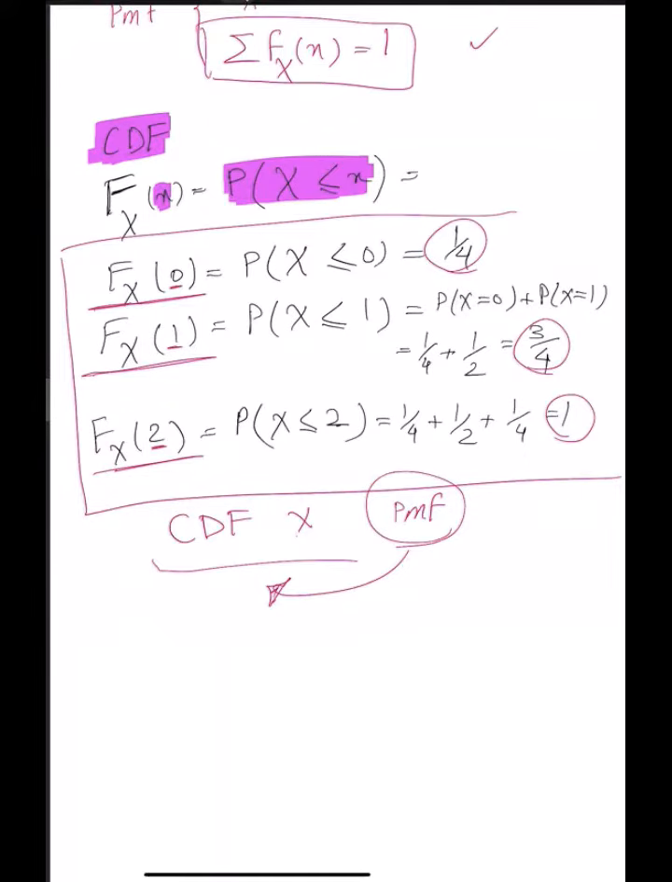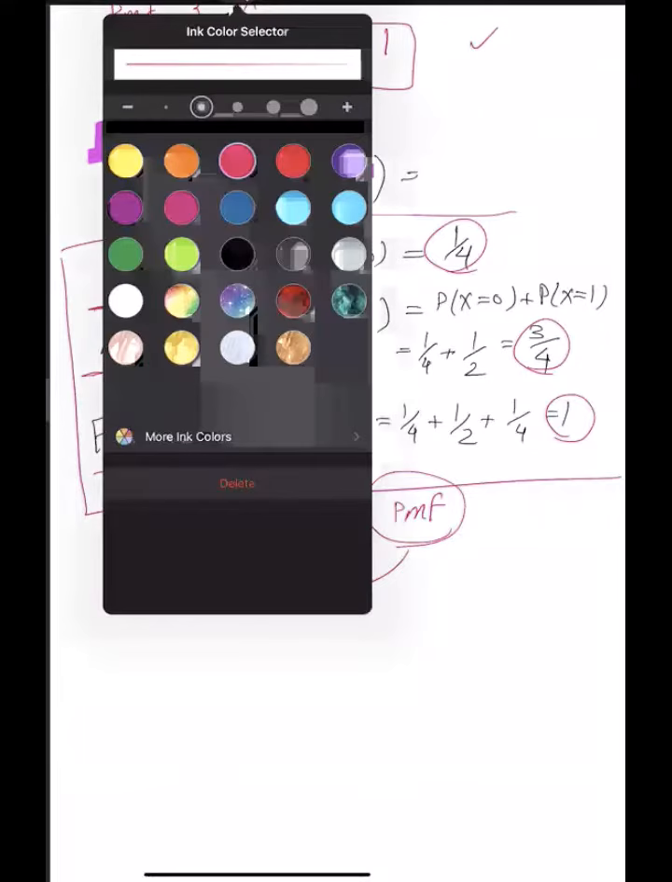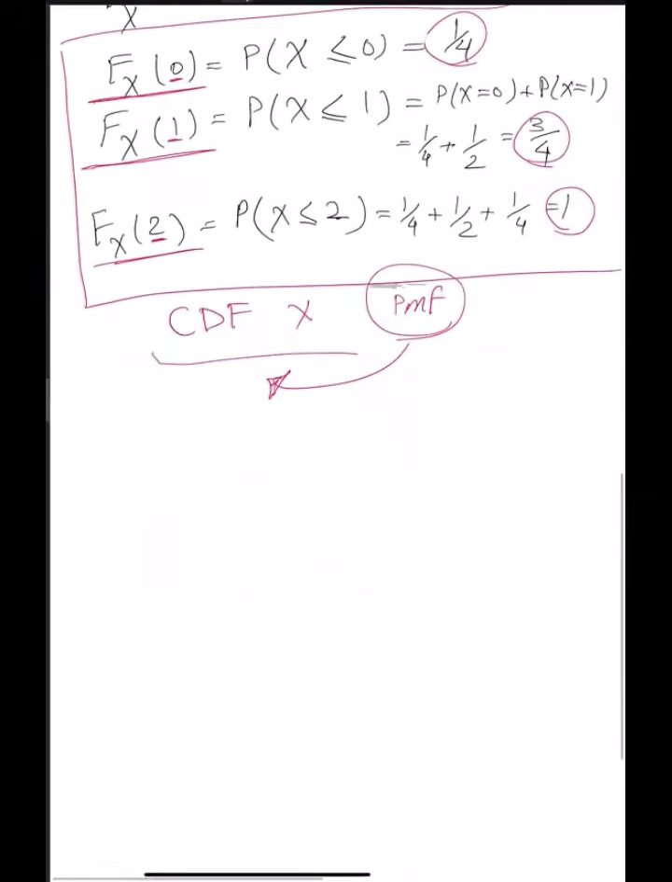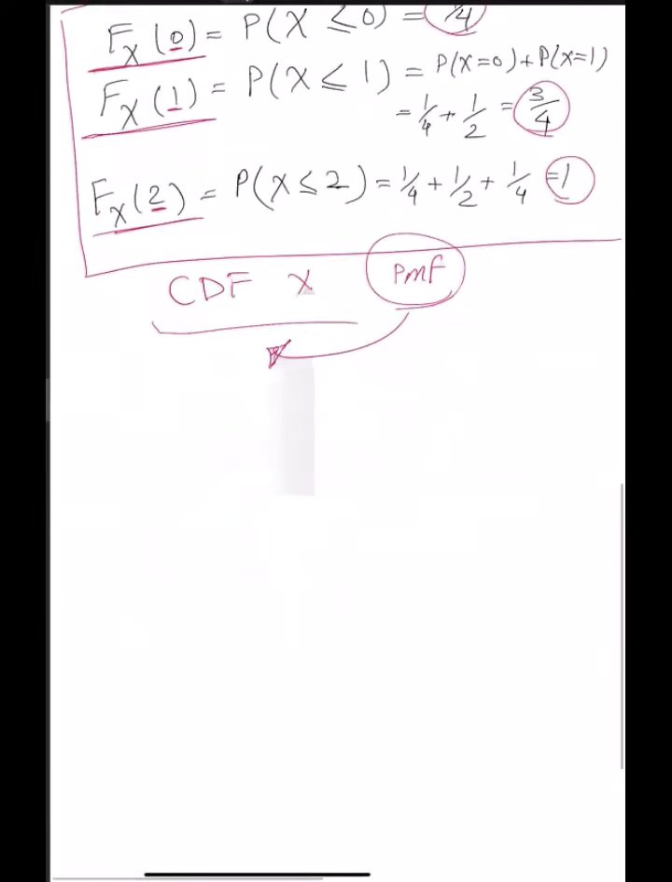Let me give you an example. Let's assume I have a jar, and in this jar there are 4 balls, and one of them is a black ball.